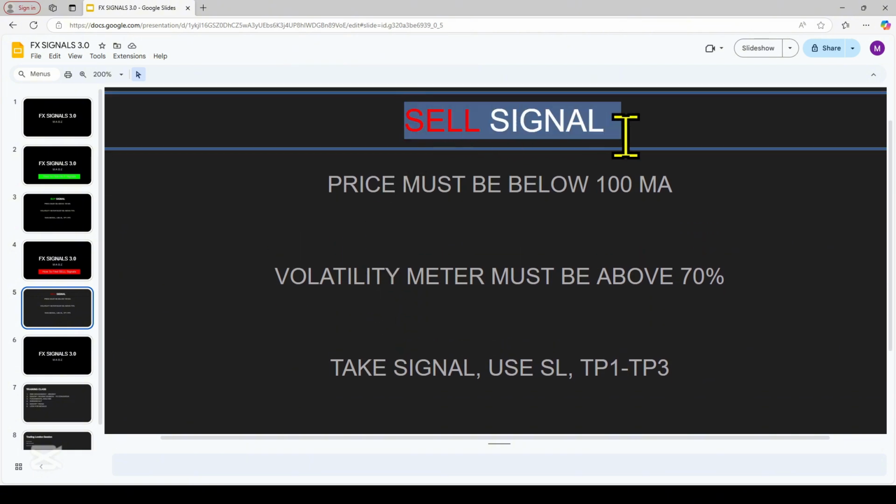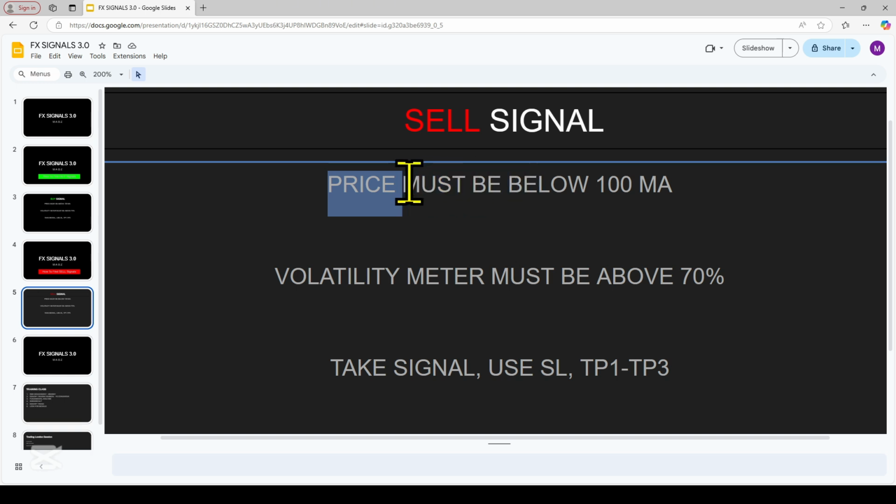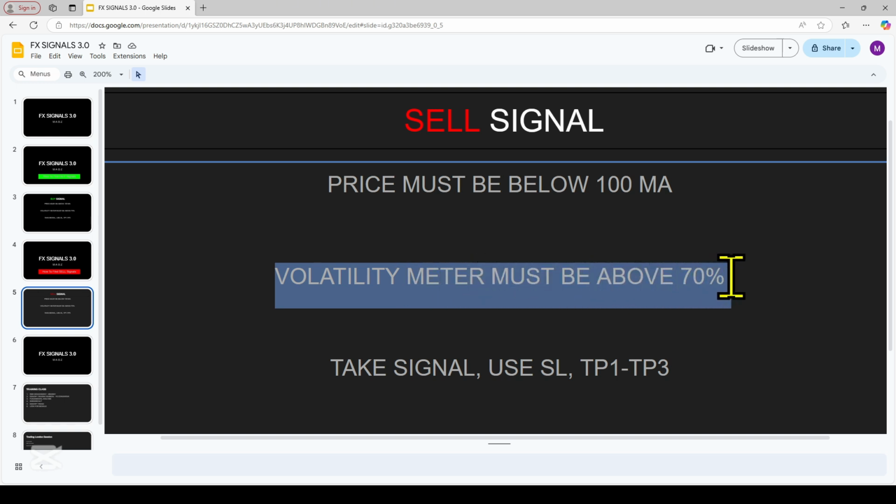So in order to get sell signals, guys, it's similar to what we do in order to find buy signals, okay? But obviously this is going to the downside. So for a sell signal, the first thing that you need to identify is that the market price must be below the 100 moving average, okay? And then the volatility meter, which is at the bottom of the screen, must be above 70%. It must be at 70 or above, okay?